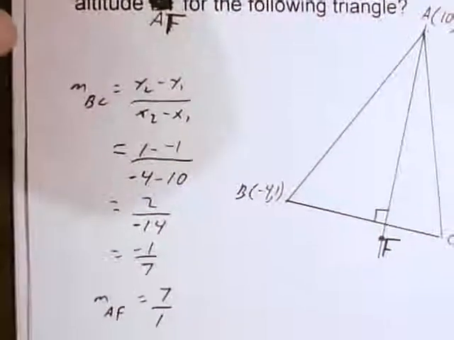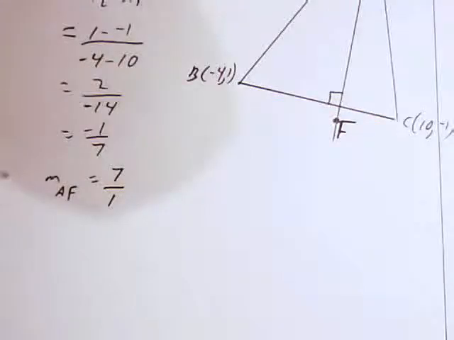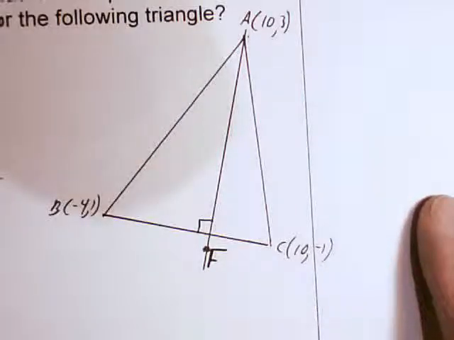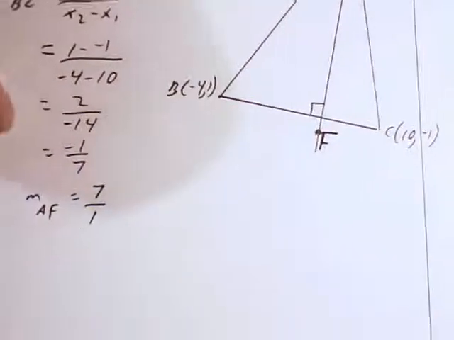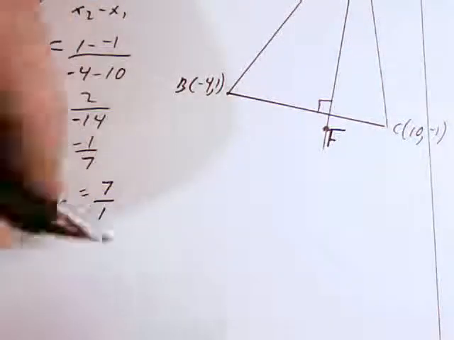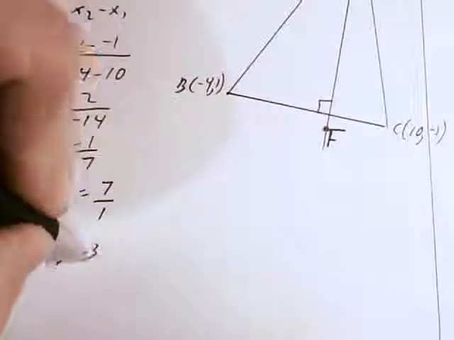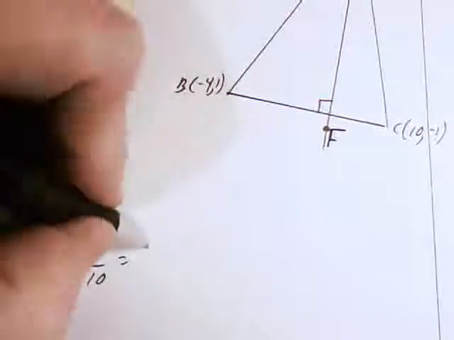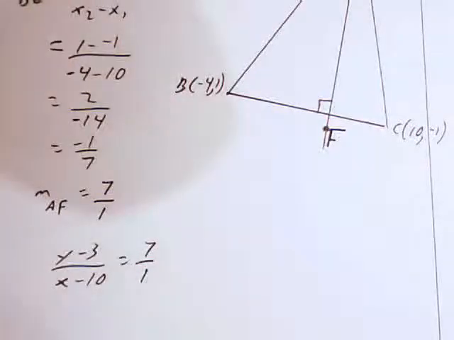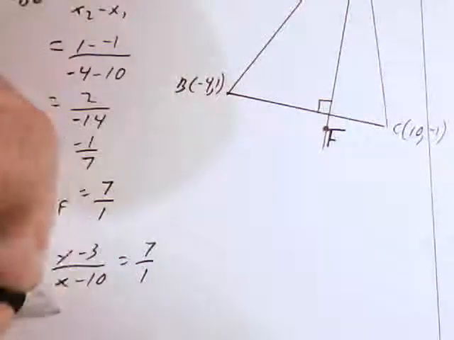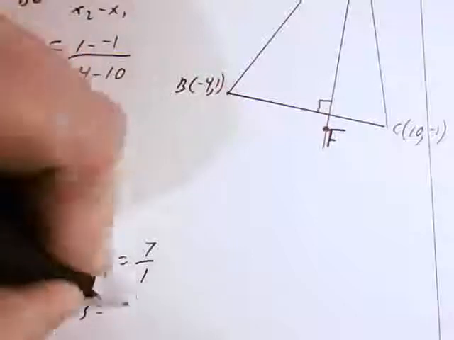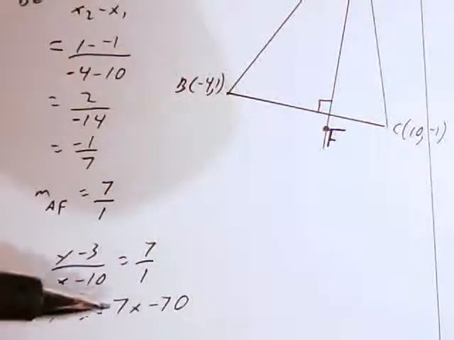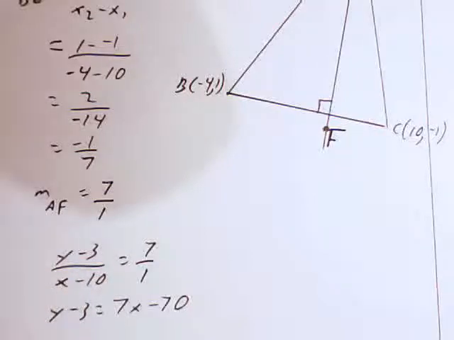I will now use this slope with this point to get the standard equation of the altitude. I will have y minus 3 over x minus 10 equals 7 over 1. I'll cross multiply. So I've got y minus 3 equals 7x minus 70.